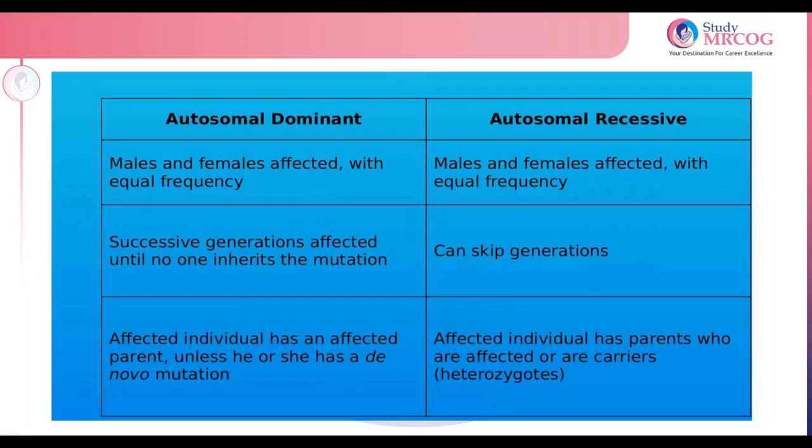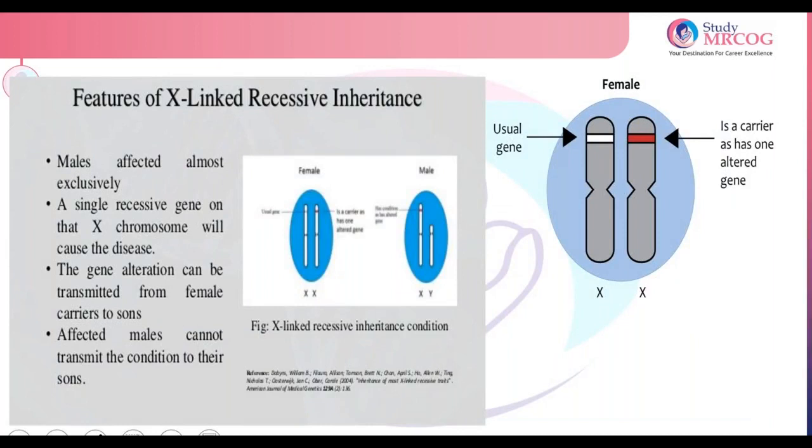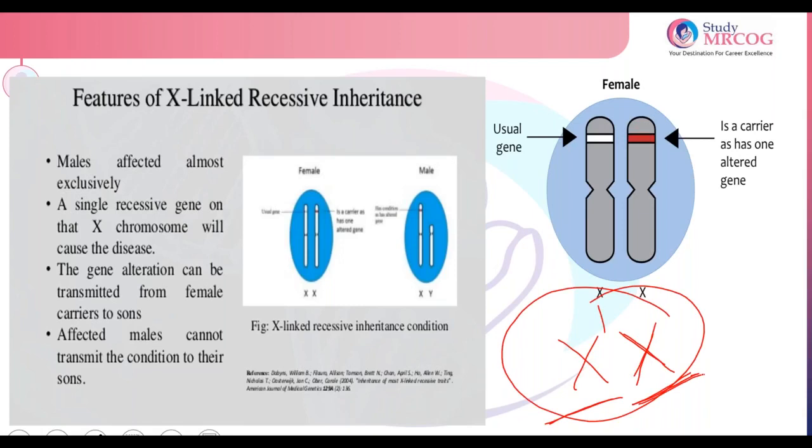Now let's move to the most common one, X-linked recessive. X-linked recessive means one of the genes is defective. In females, because we have one more normal X chromosome, they will be only carriers. Whoever is affected girl will be a carrier. But if it is a dominant disease, then definitely the females will be affected, because in dominant they don't care about the other X chromosome.